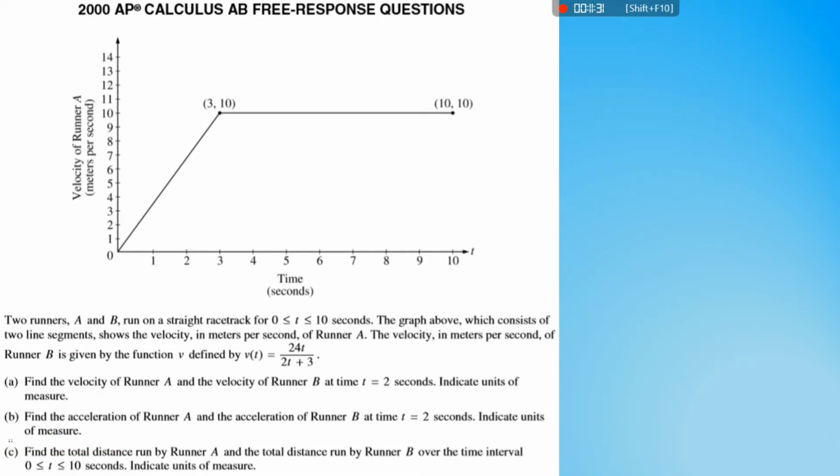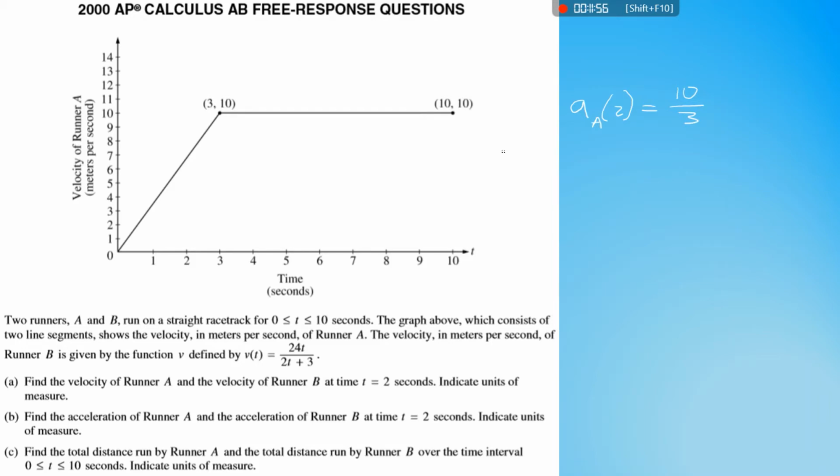Now I want the acceleration of runner A and the acceleration of runner B at 2 seconds, and then the units of measure. So Junho, over to you. How can I get the acceleration of runner A from the graph? The slope. So that's the slope at 2 seconds. What is the slope? 10 over 3.